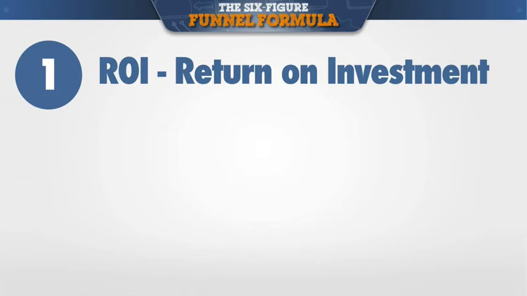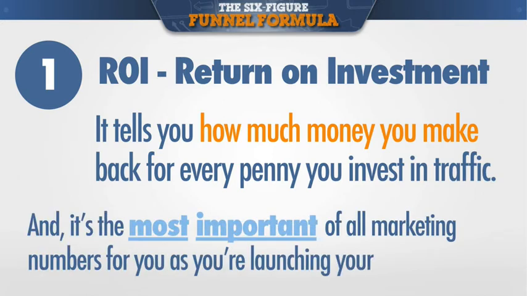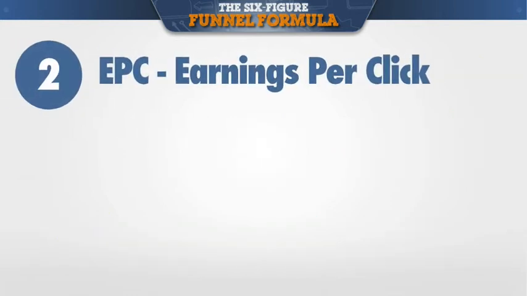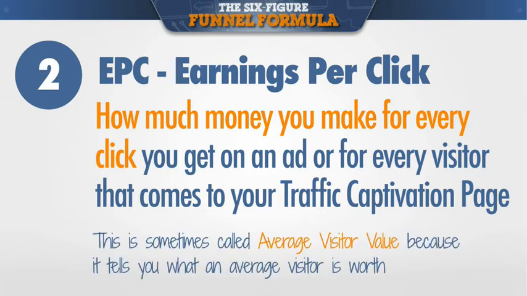Now, ROI tells you how much money you make back for every penny that you invest in traffic. And ROI is the most important of all marketing numbers for you as you're launching your new funnel. Now, the second number that we use tracking to know is EPC, or earnings per click. Now, EPC tells you how much money you make for every click that you get on an ad or for every visitor that comes to your traffic captivation page.